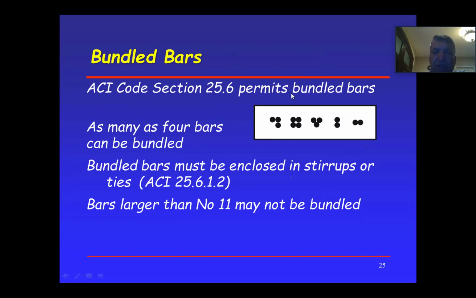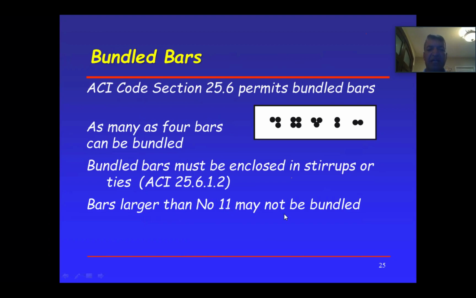So the code allows bundle bars. As many as 4 bars can be bundled. Bundle bars must be enclosed in stirrups or ties. If you do that, then you have to put a stirrup around it. You cannot just put 4 bars like this and then leave them like that. No, the stirrup has to come this way and then go around to hold them. Otherwise, when they start pouring, they're gonna fly all over the place.